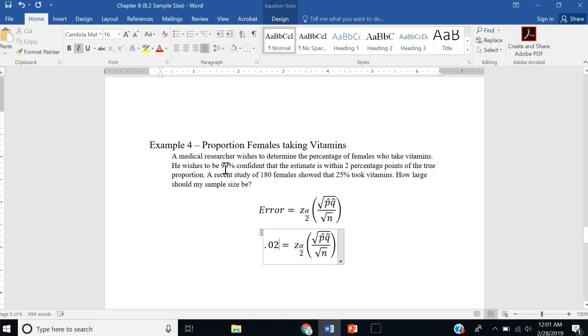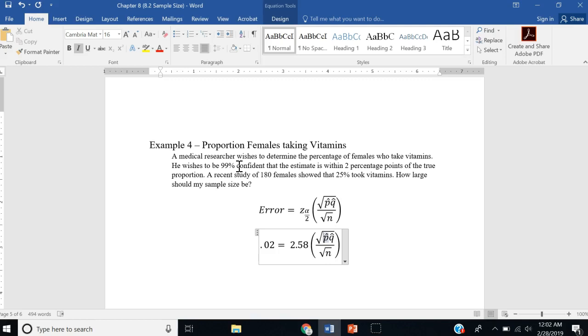Now, 99% confident, again, we flip back to the table. 99% means a 1% chance of getting it wrong. So that's a 0.5% or proportion of 0.005 on each tail. So we do inverse norm of 0.005. And you would find that the z-value is 2.58. Okay, again, flip back to your table if you're looking for that.